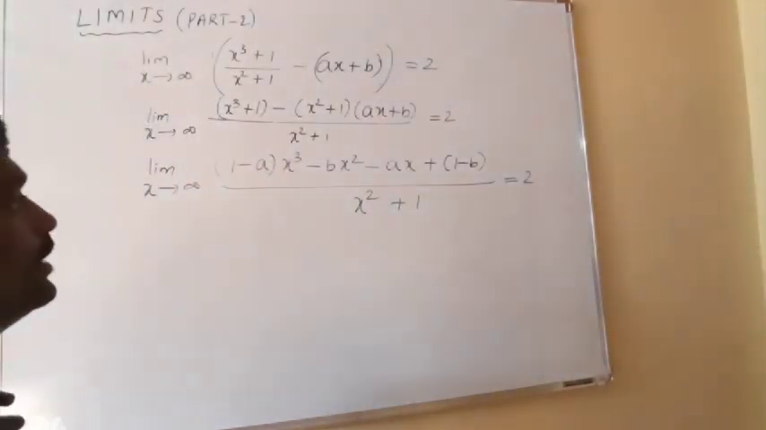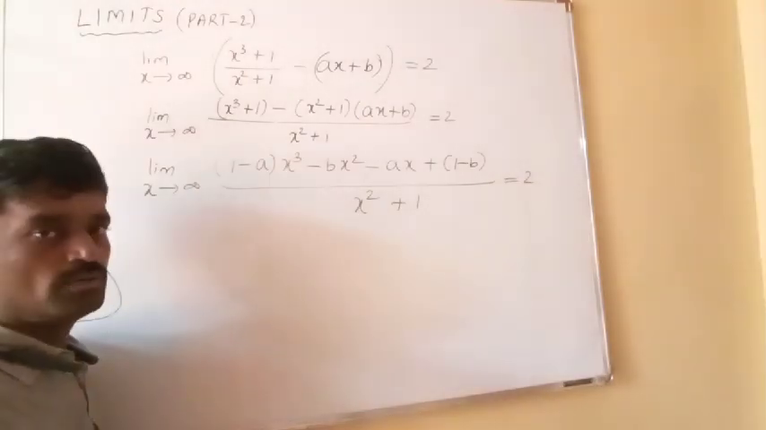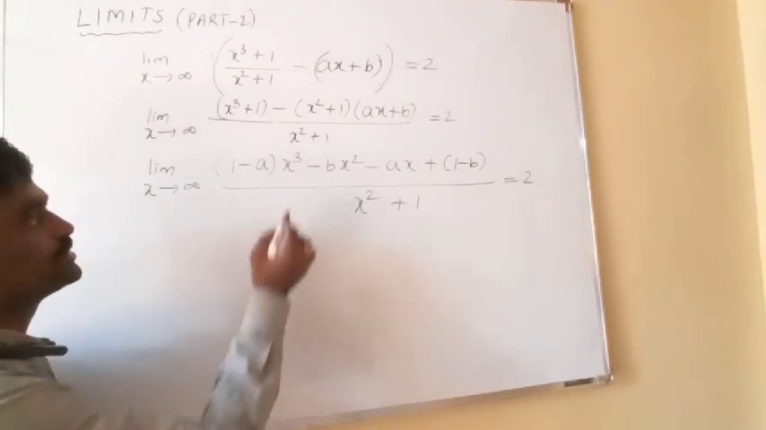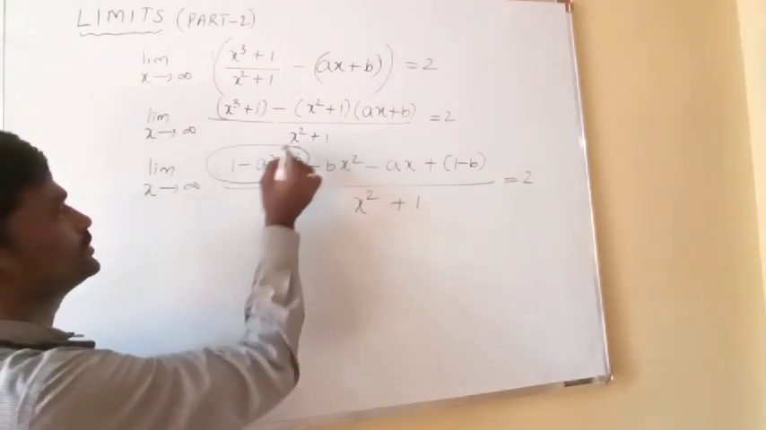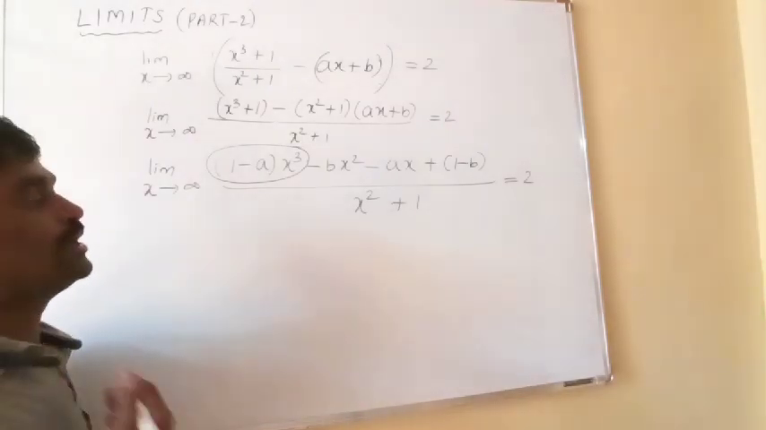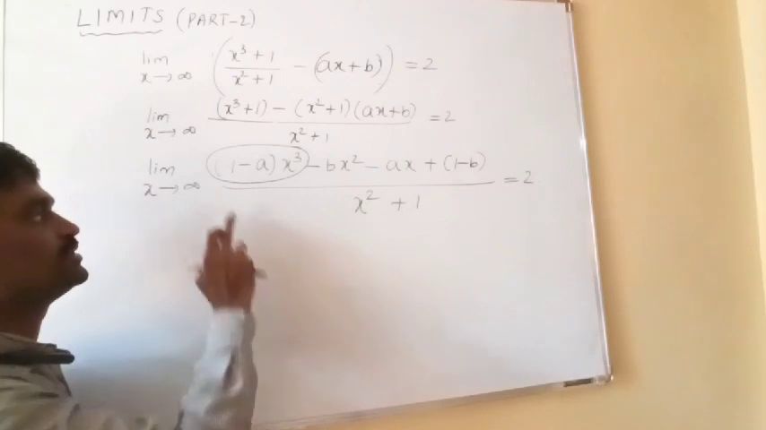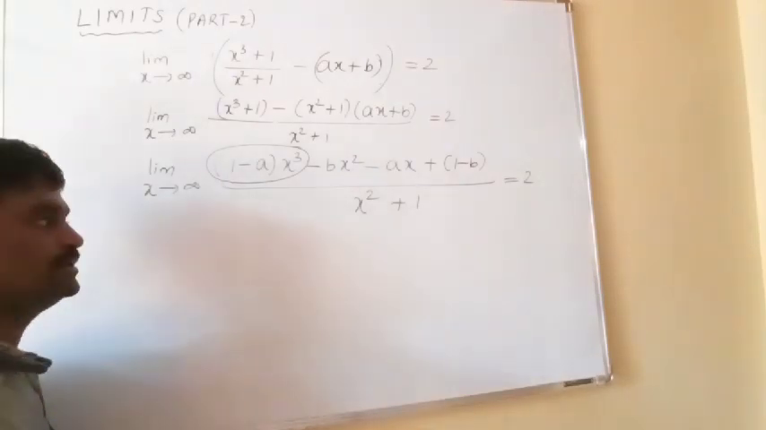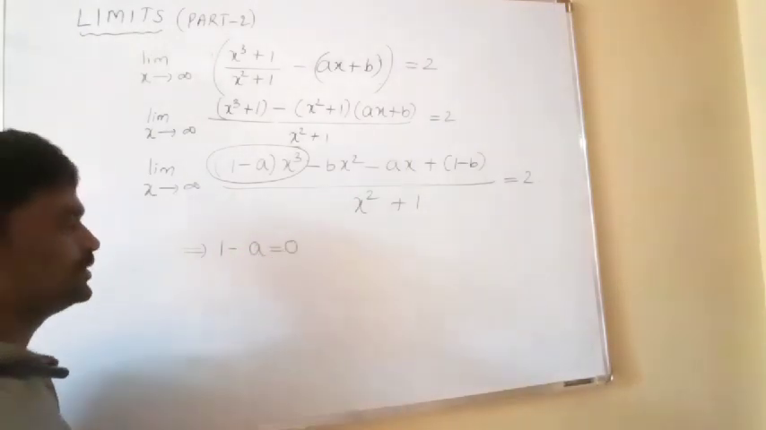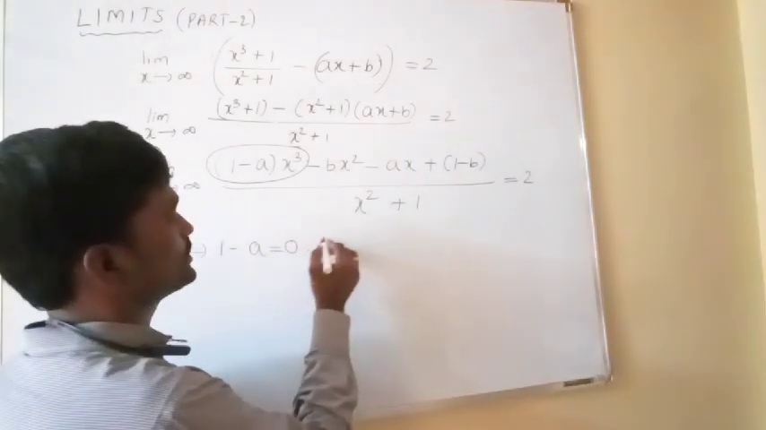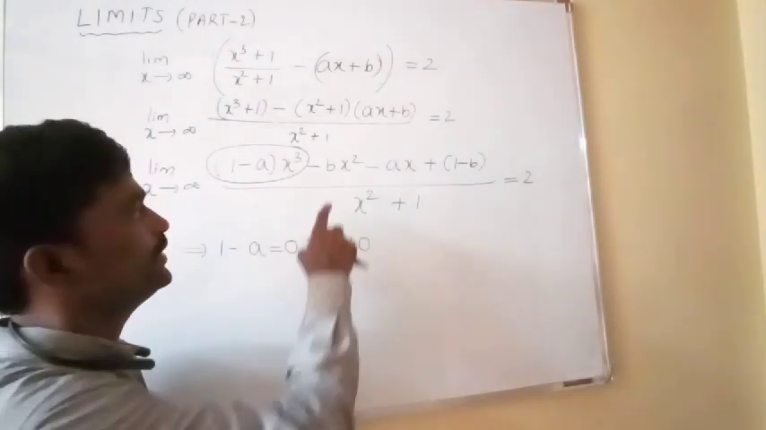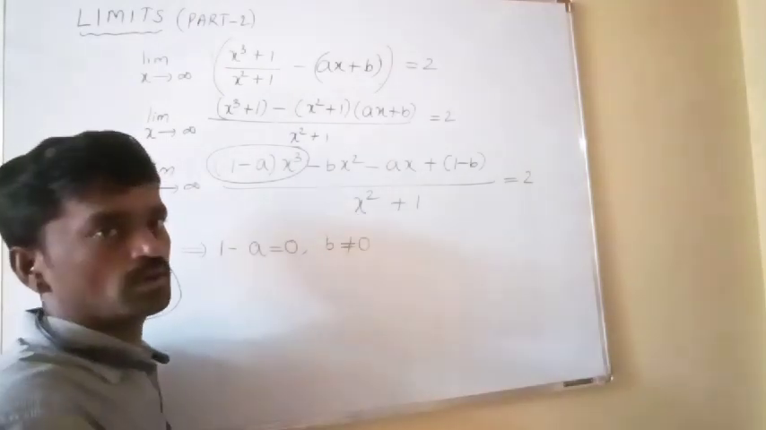So here the degree of numerator and degree of denominator must be the same. So compulsorily this x cube term should not appear. It should be absent, which means this coefficient must be equal to 0. That is possible only when 1 minus a is 0 and b is not equal to 0. Why b not equal to 0? If b is 0, then it cannot be a quadratic, because the denominator is quadratic.